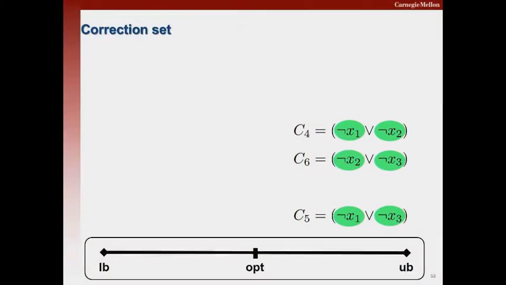Okay, so a correction set, again, is a subset of clauses that if you remove them from the formula, the remaining formula becomes satisfiable. So if I remove these three clauses, the rest of the formula is very easy to satisfy.